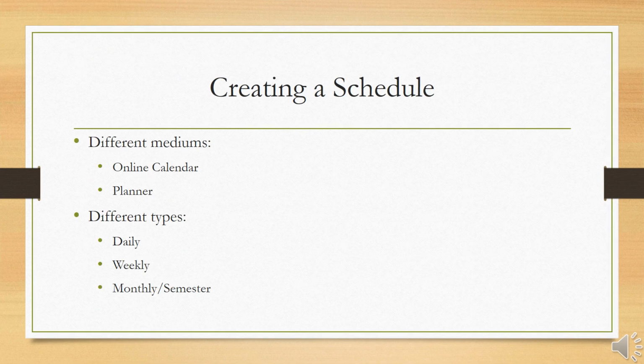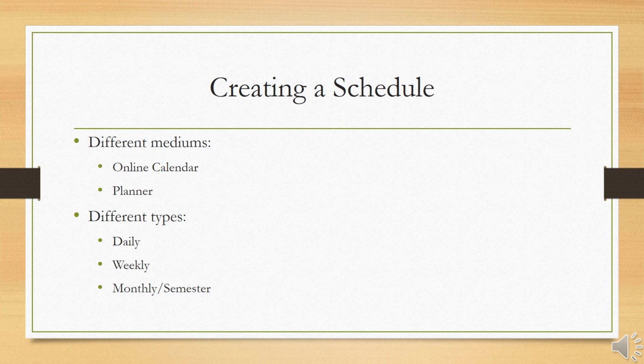Creating a schedule. Schedules can take on different mediums. An online calendar can be connected to an email, and you can send or receive e-invites. It can be accessed from any device that you have data or internet. A planner can also take on a physical form. You can write down assignments daily, and you have access to it whenever you have it in your hands.